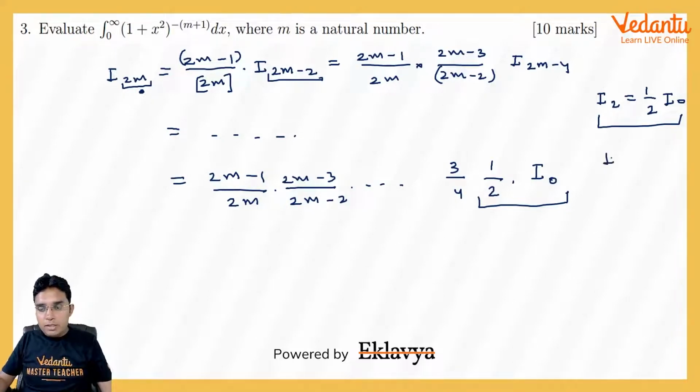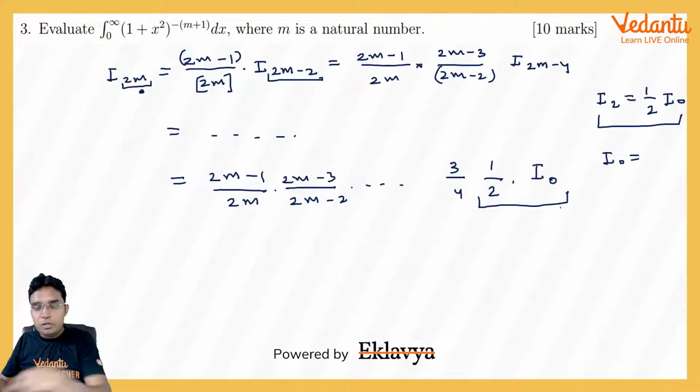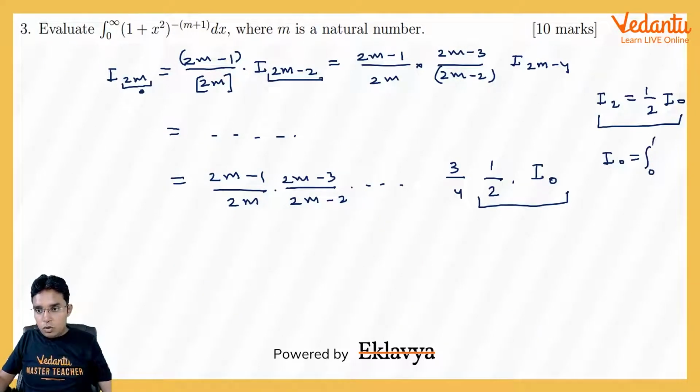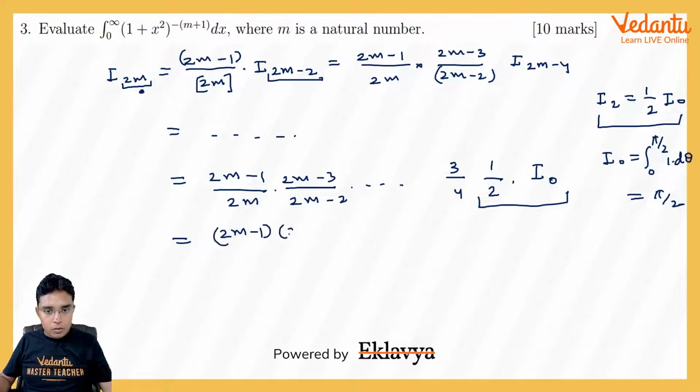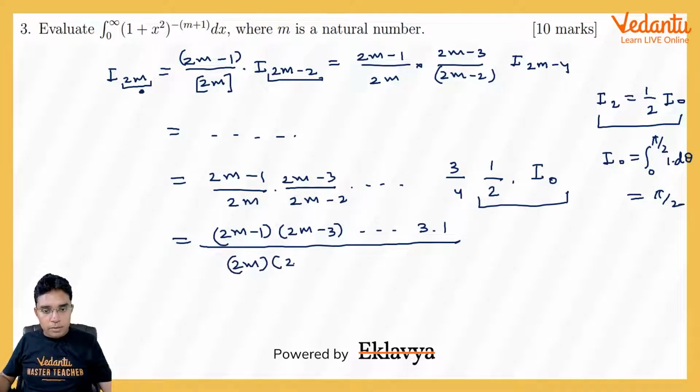And I0 is nothing but when the power is 0 here. When the power is 0, that means cos power 0 is 1. So integral from 0 to pi by 2 of 1 into d theta will be pi by 2. So here the answer would be 2m minus 1, 2m minus 3, all the odd numbers in the numerator and all the even numbers in the denominator, 2m, 2m minus 2, and so on, down to 4 into 2, and there will be multiplication of pi by 2 also. So that is the answer.